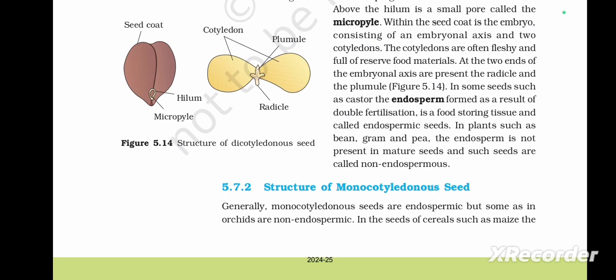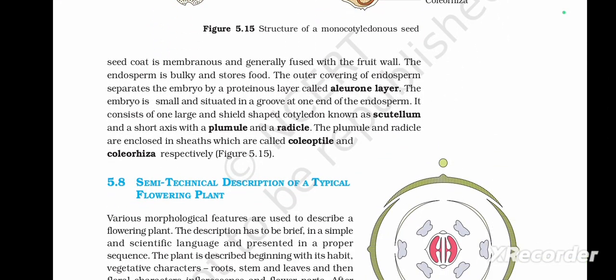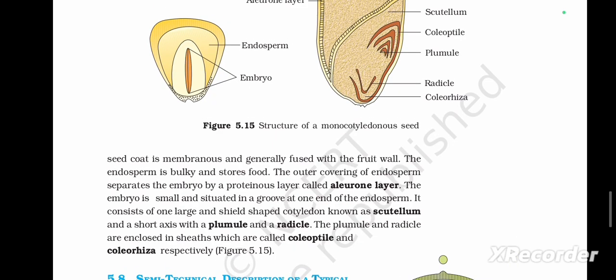Next is structure of monocotyledonous seed. Generally, monocotyledonous seeds are endospermic, but some, as in orchids, are non-endospermic. In the seeds of cereals such as maize, the seed coat is membranous and generally fused with the fruit wall. The endosperm is bulky and stores food. The outer covering of endosperm separates the embryo by a proteinaceous layer called aleurone layer. The embryo is small and situated in a groove at one end of the endosperm.